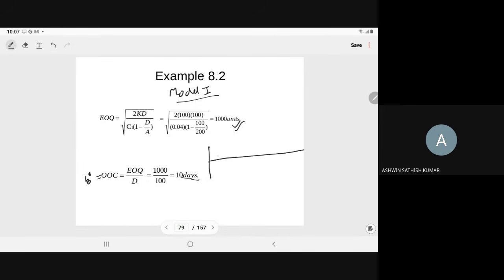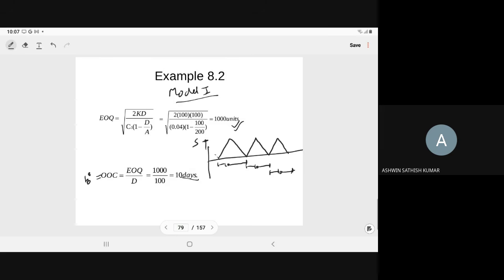If you see the graph, so it is of model 1. So it will be like this. So in this case, the reorder point is given to you as 10 days. This is 10 days. This is 10 days. And here we have the S. And by maintaining the current demand, we have to produce the 1000 unit in one run.